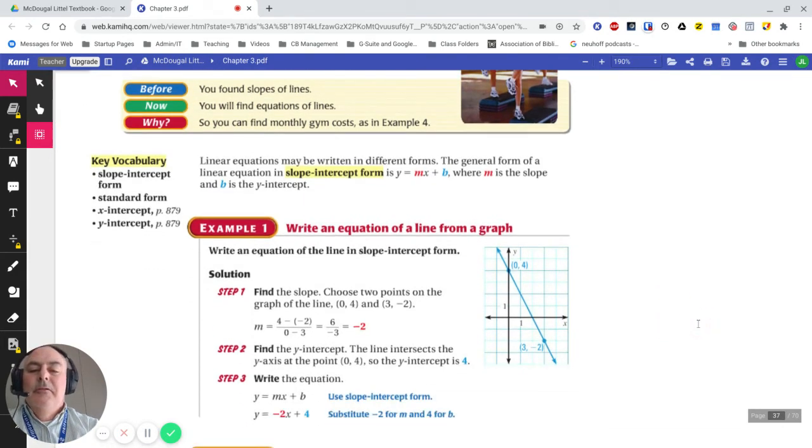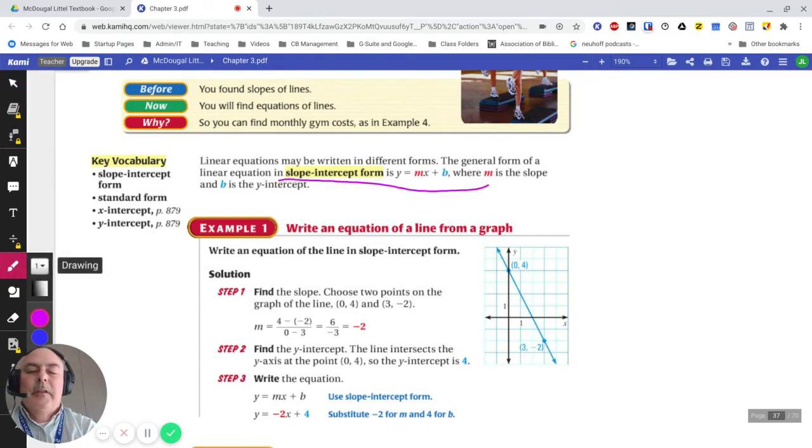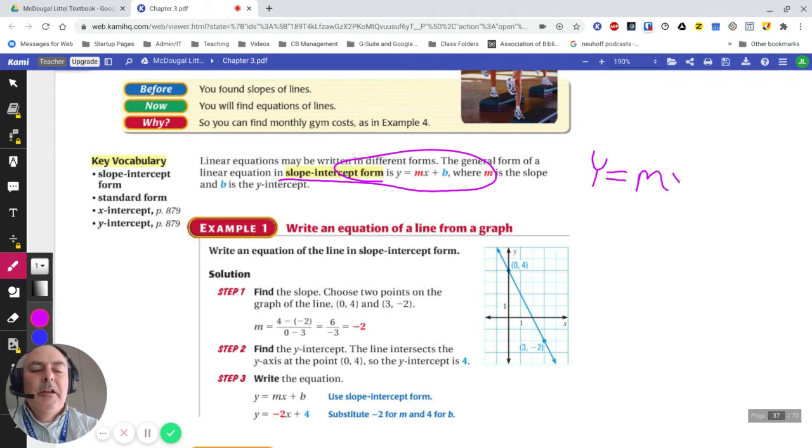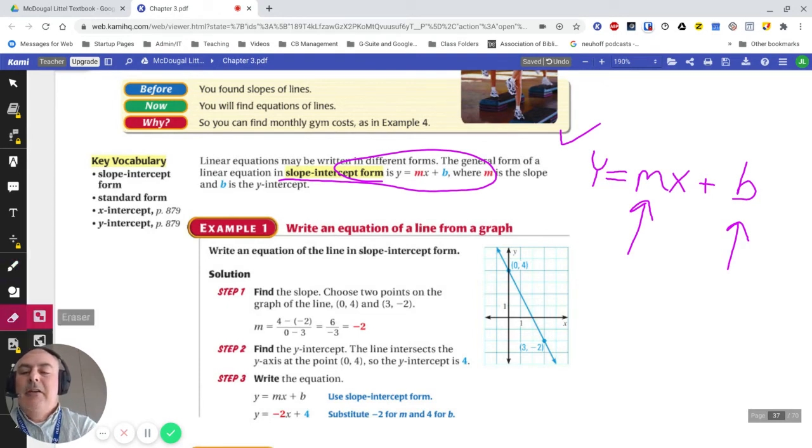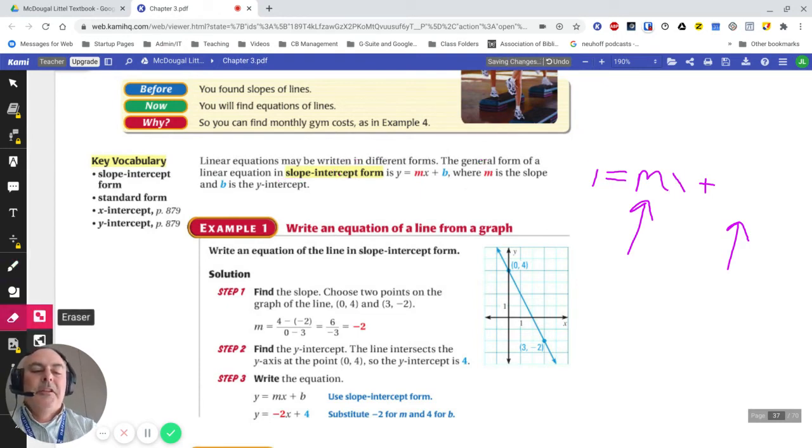The form that we use is called the slope-intercept form. And the slope-intercept form is y equals mx plus b. As we read here, m is the slope. So anything in front of the x, when the equation is written this way, tells me exactly what that slope is. And b is called the y-intercept. That's going to be where it crosses the y-axis. And so now I have a standard form to represent lines in an equation form.